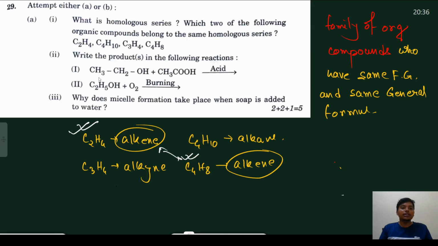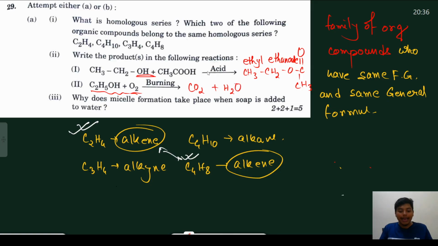Clear? Next, see this reaction: esterification reaction. So what will we get? We'll get an ester, CH3CH2O, and on this side C double bond O, then CH3. What is this called? This is nothing but ethyl ethanoate, or ethyl acetate. Clear? Next, C2H5OH burning in oxygen gives CO2 plus H2O. You have to balance that: 3O2 on this side, and on the other side 2CO2 plus 3H2O.